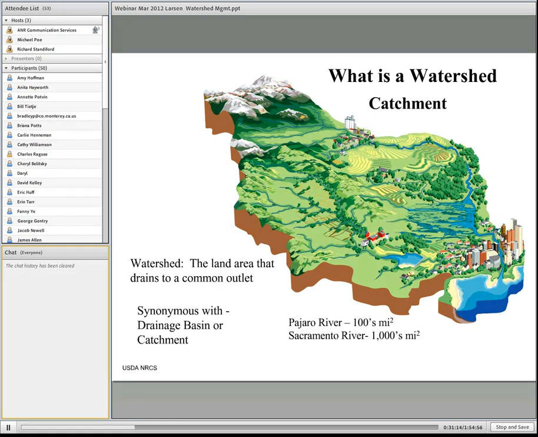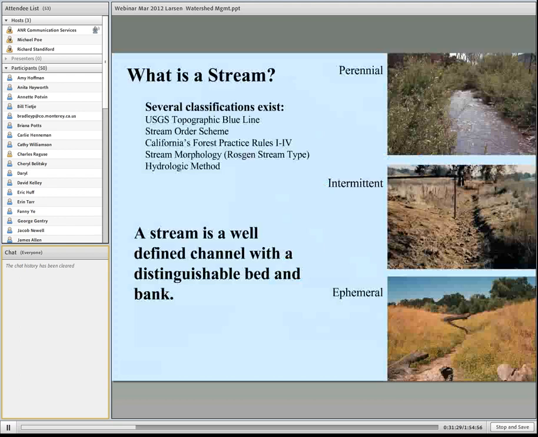Probably what's most important, if you're working in a watershed, is the jurisdiction. Who owns what land? Is it private, state, federal? And are all the players there playing as you go through watershed issues? Next question is, what is a stream?